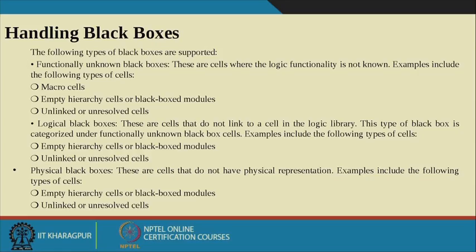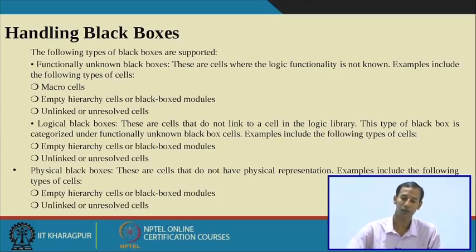Then there is the logical black box. These are cells that do not link to a cell in the logic library. This type of black box is categorized under functionality unknown black box cells. Examples include empty hierarchy cells, black box modules, unlinked or unresolved cells. Then there is another type of black box, the physical black box. These are cells which do not have a physical representation. The examples are empty hierarchy cells or unlinked or unresolved cells. So in each of these black boxes, if any of the cells is not used in the particular design environment, it will be known as a black box.